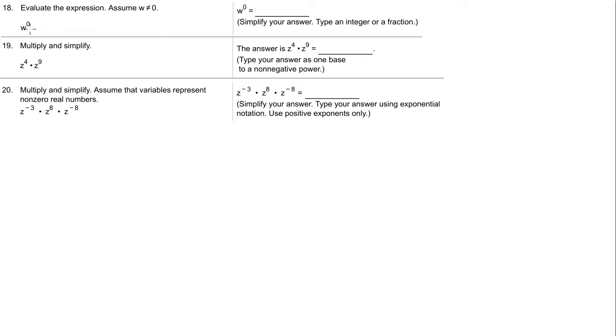w is not 0. So that's something to the 0. Well, if we're not doing 0 to the 0, it's 1. Multiply and simplify. This is going to be adding the exponents.